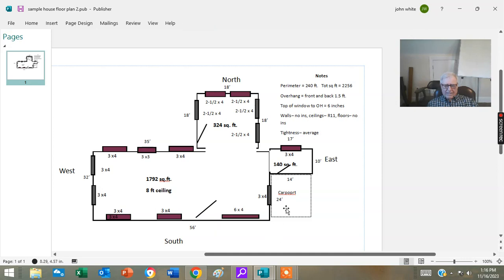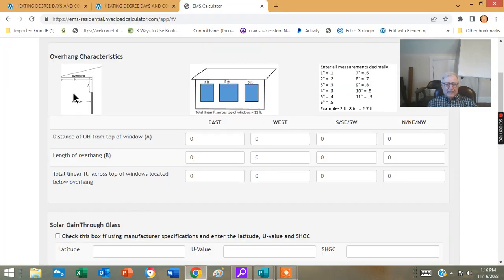Got the overhang down here at the bottom. So that's all facing south. So back to my little calculation. A, this distance is 0.5, a half a foot. Next question down here is what's the length? How far does it stick out? That's B. That's 18 inches, which is 1.5 feet.